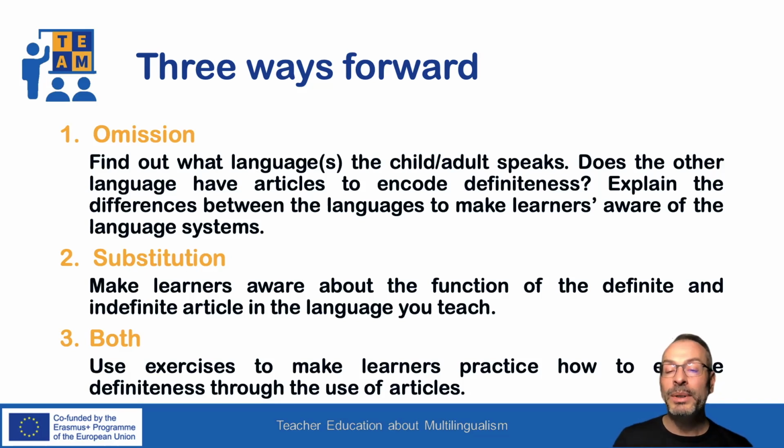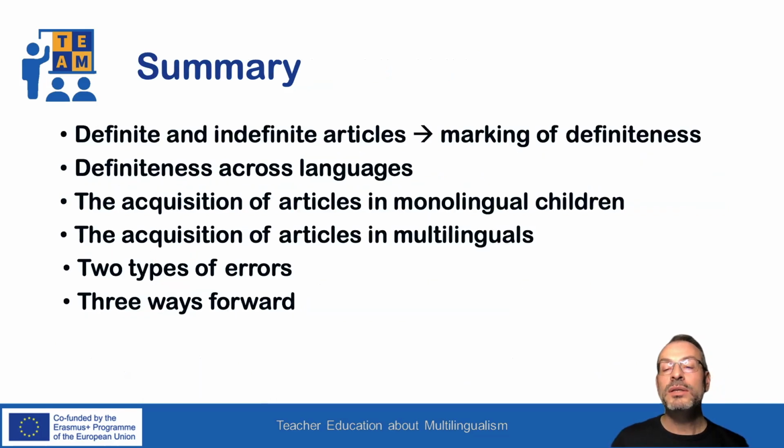And remember, making errors doesn't necessarily mean that the students haven't learned anything or are not learning. Variable use of articles is part of the learning process in monolingual, bilingual, and multilingual learners. To summarize, in this short clip, I presented what definite and indefinite articles express and how definiteness is encoded across languages, how articles are acquired in monolingual and multilingual groups, and what the typical errors are, and what the possible ways forward are to support multilingual learners in their acquisition of definite and indefinite articles in the classroom.